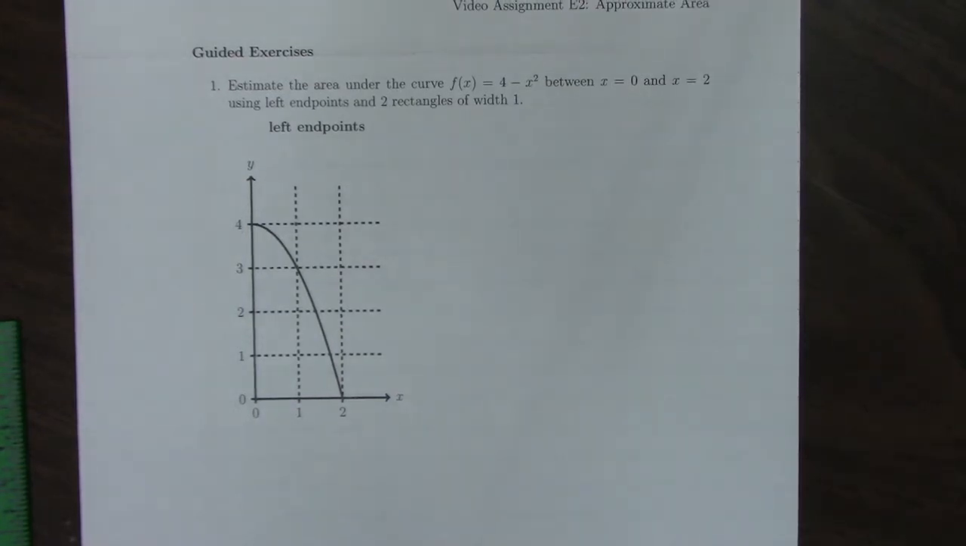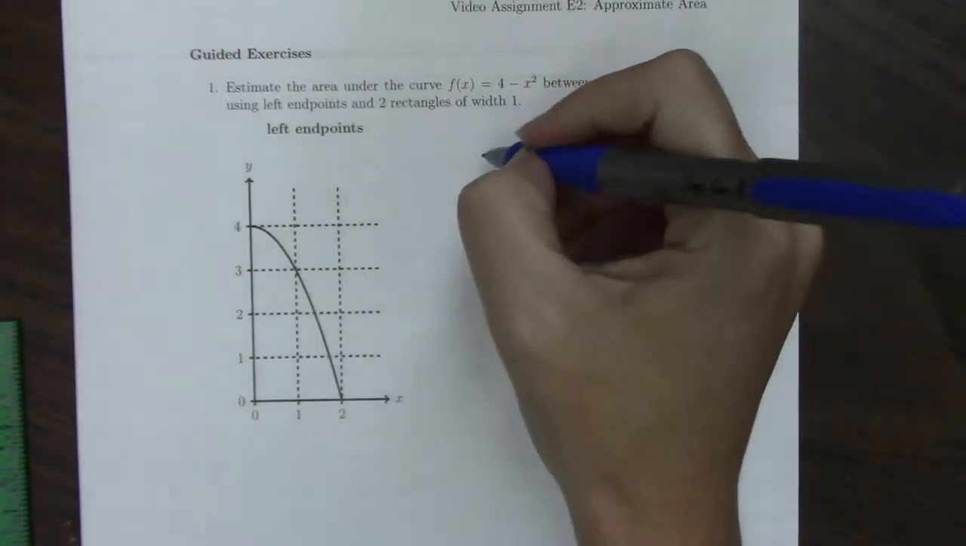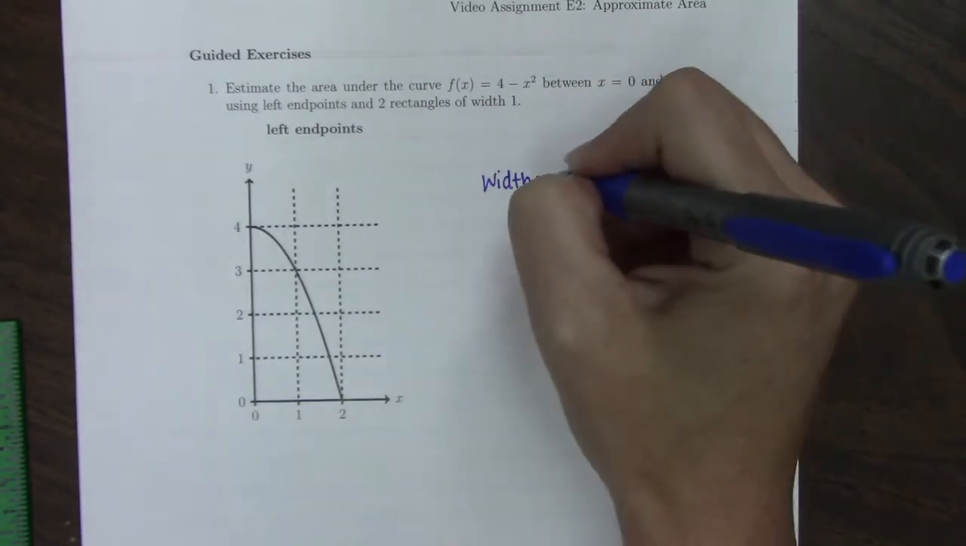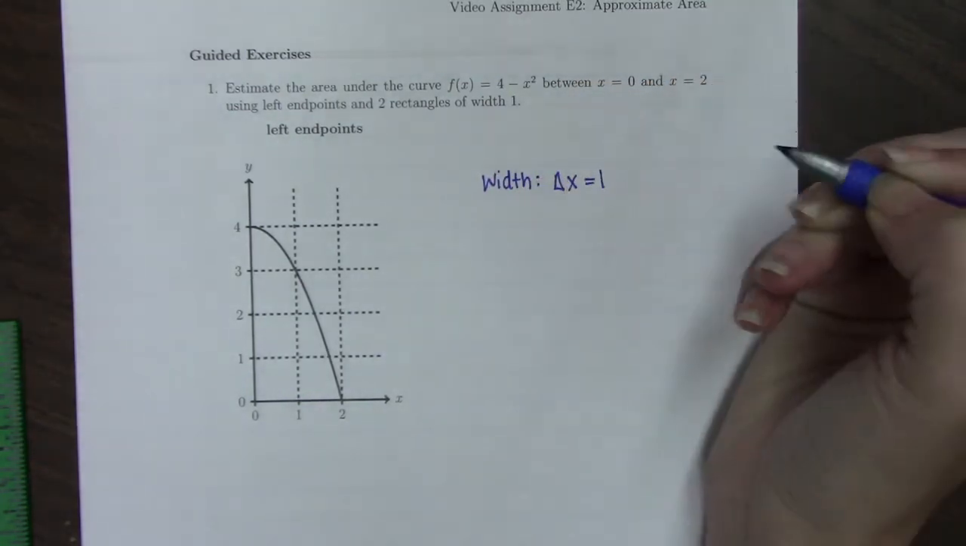Problem 1 says estimate the area under the curve for f of x equals 4 minus x squared between x equals 0 and x equals 2 using left endpoints and two rectangles of width 1. So in this problem, I was actually given the width of each rectangle, so I don't have to calculate it. So delta x equals 1.